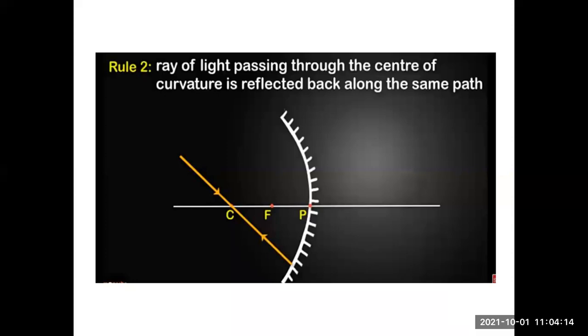Okay, these both arrows are placed on the same line. So what happens in this rule 2? A ray of light passing through the center of curvature, that is capital C, is reflected back along the same path.